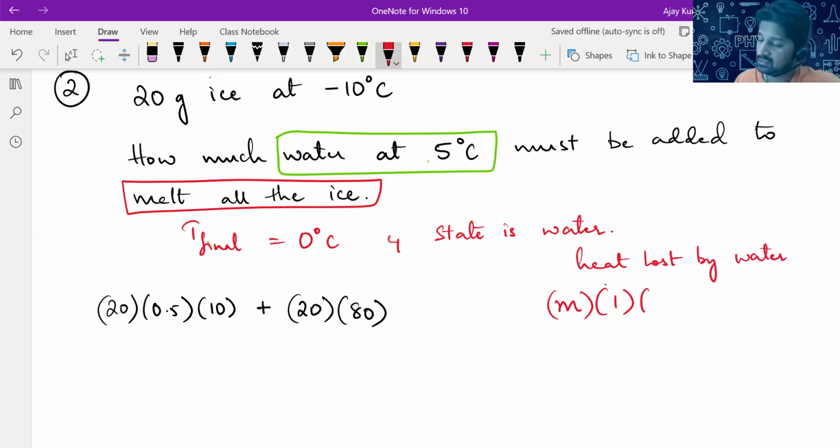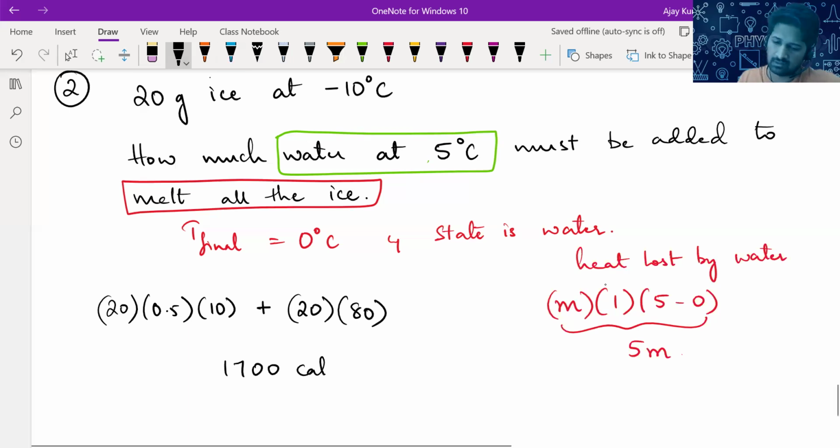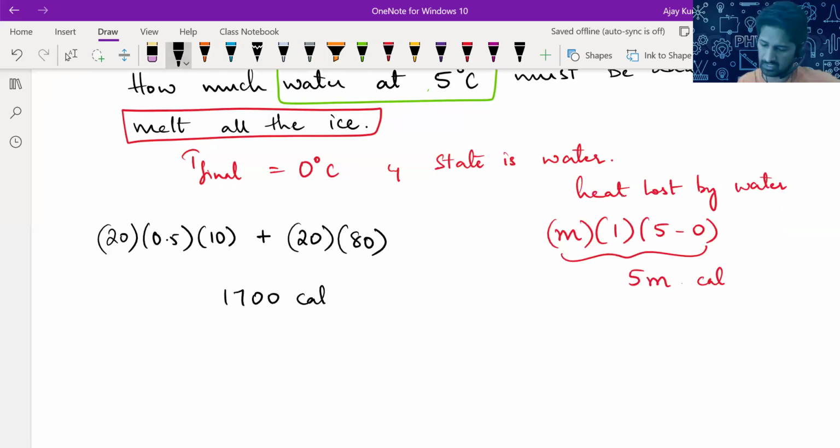How do you write heat loss? Minus of m s delta T, so I'm writing m s times minus delta T, that is, initial temperature minus final temperature. So heat lost by water is 5m. Heat gained by ice is this much. How much is this? 0.5 into 10 is 5, 5 into 20 is 100, plus 1600, so 1700. So the heat required by the ice to undergo this conversion is 1700 calories. The heat which water can release in this process is 5m calories. You just have to balance these, and you'll get the mass from there, 340, correct.